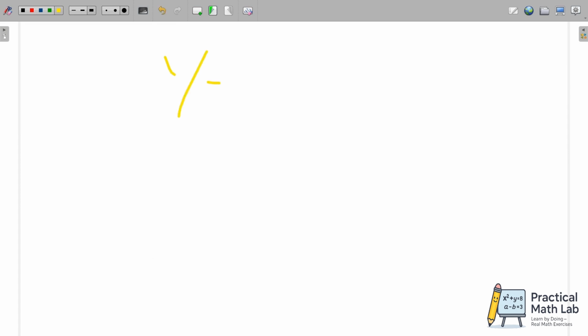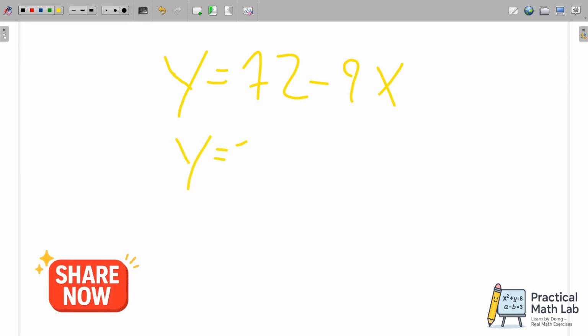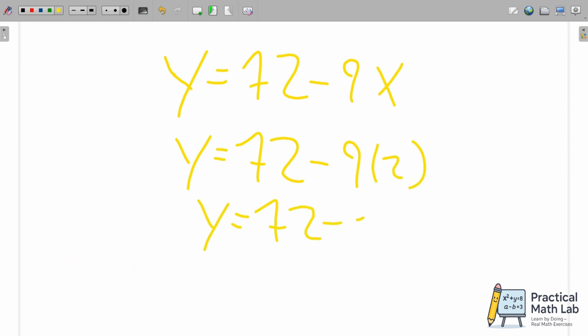Let's go. y equals 72 minus 9x. Since x equals 2, y equals 72 minus 9 times 2. y equals 72 minus 18. So y equals 54.